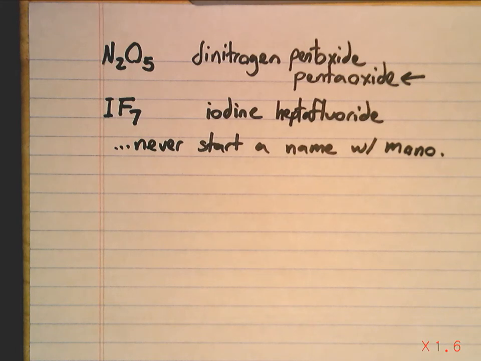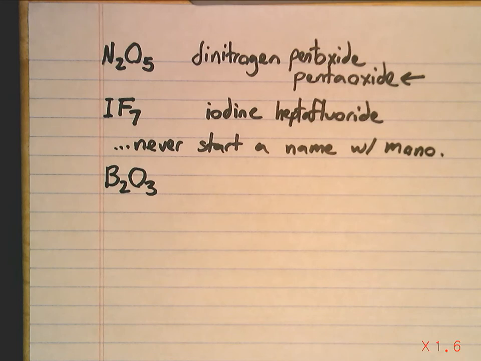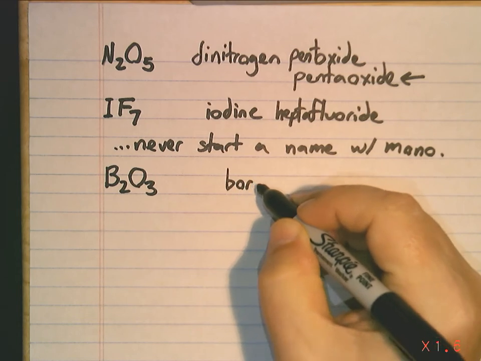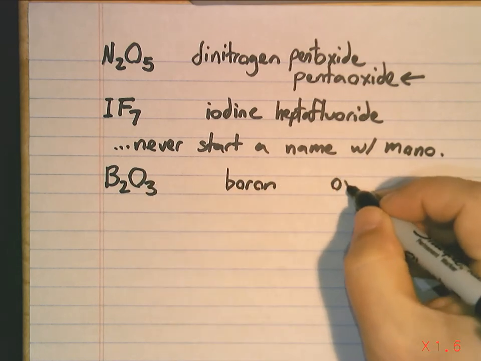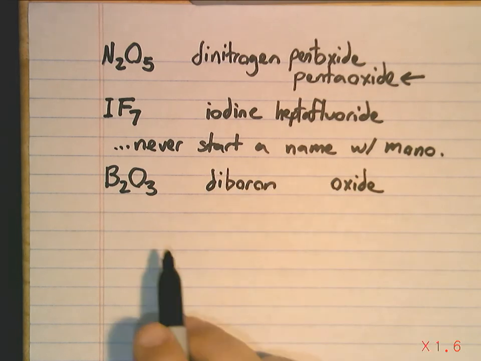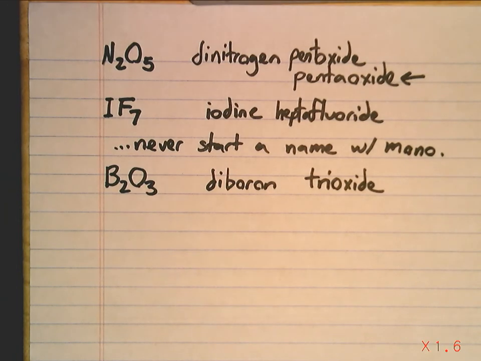All right. Let's see. How about this one? Okay, we've got boron there. And we've got oxygen, so I'm going to say oxide. And now let's add the prefixes in. There's 2 of these, so that would be di, boron. There's 3 of these, so that will be tri, oxide. Okay, get it? In the next video, we're going to name acids.